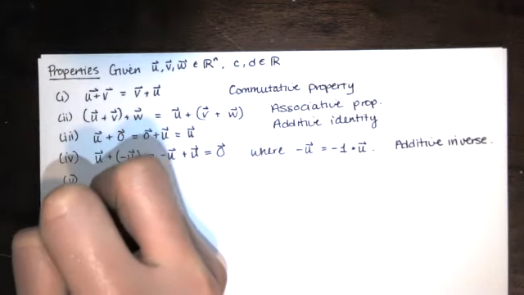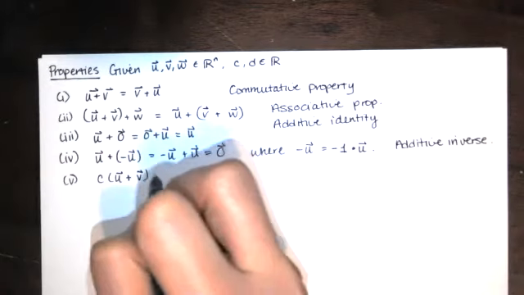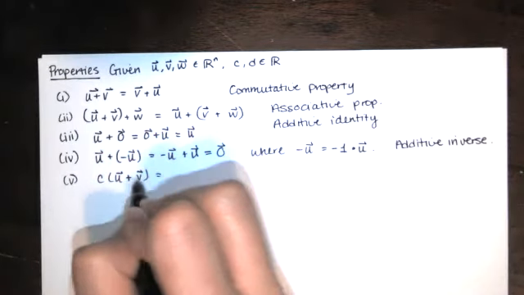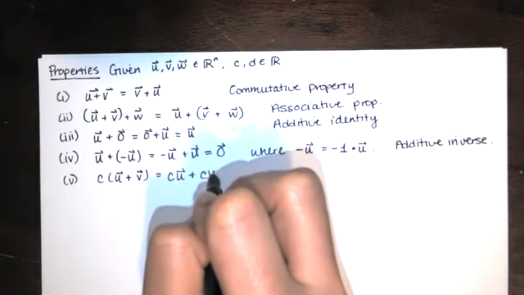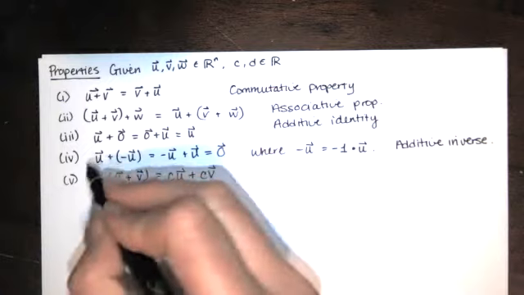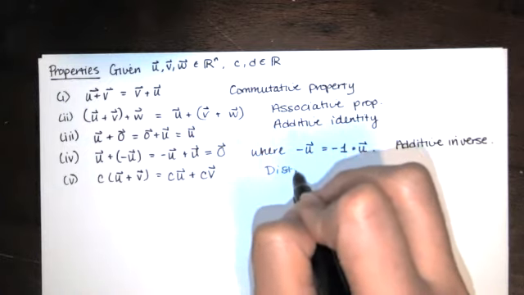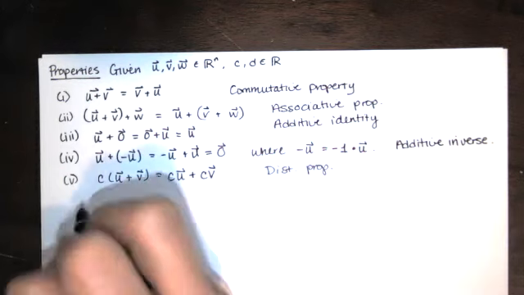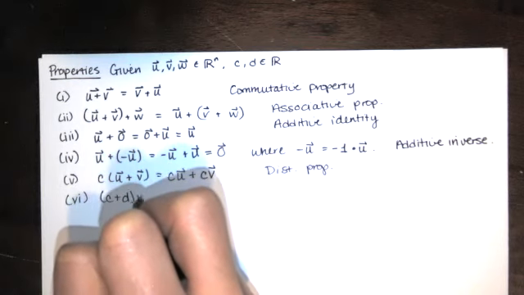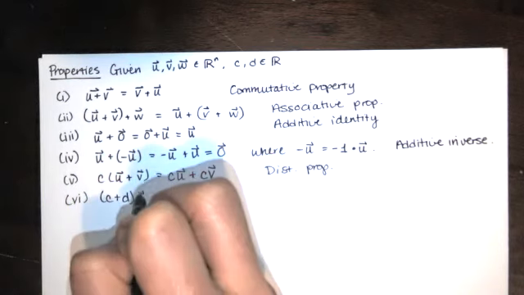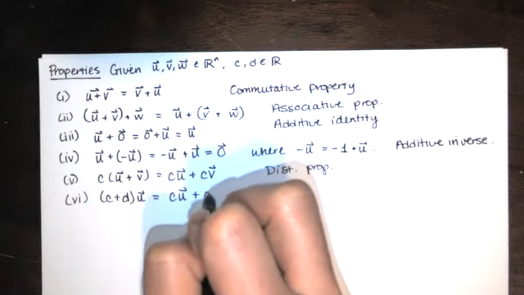Then we've got scalar multiplication distributes over addition. So if you have a scalar times a sum of two vectors, you can take each of those vectors and multiply by the scalar and add them together. So you can distribute that scalar. So that's a distributive property. You got another distributive property. If you've got a sum of two scalars times a vector, you can distribute that vector to both of those scalars. So this is c times u plus d times u.